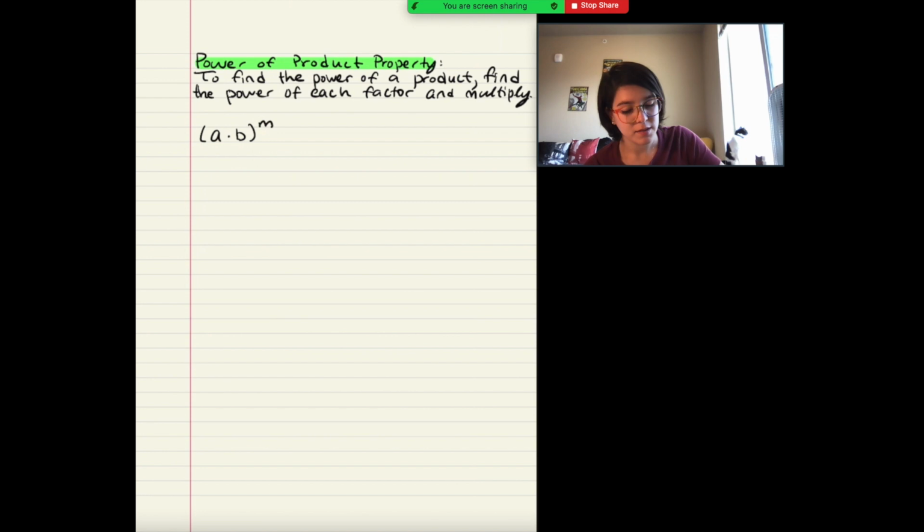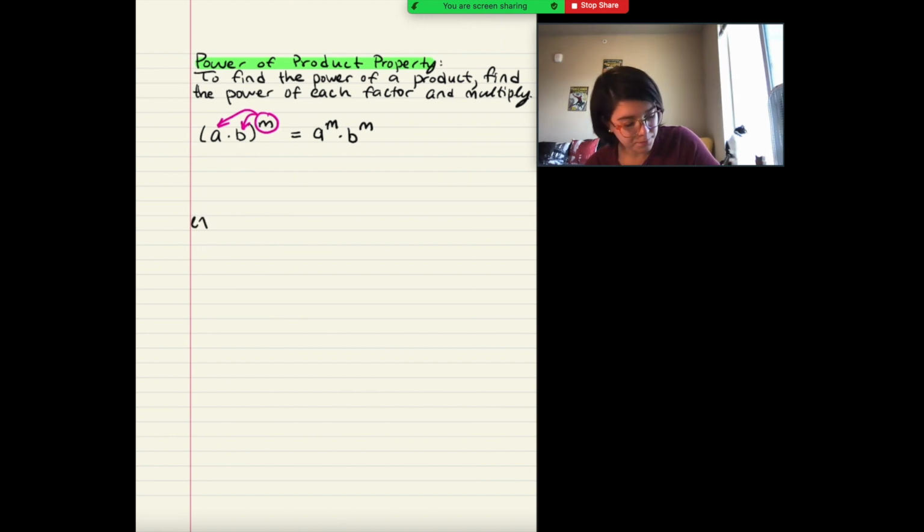And so what this tells us is we have to take our exponent, and we need to make sure we distribute it to both of our factors. So we distribute it to a, and we distribute it to b. So this would become a to the m times b to the m.